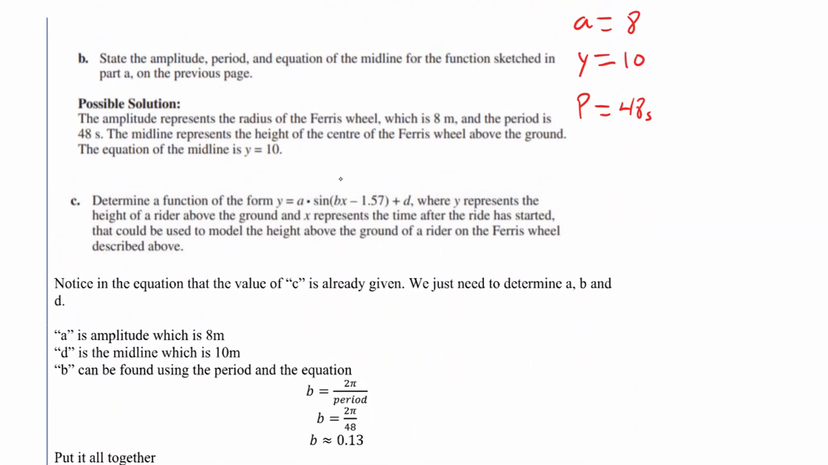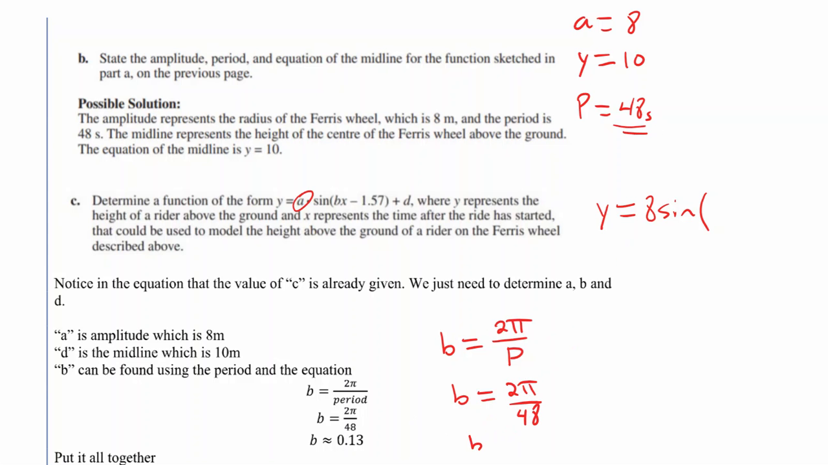Now, our a value, well, we found our a value already. So if I start writing this thing out, we could write it as y is equal to our amplitude, our a value is 8, and then sine, and then our b value, well, we don't know our b value yet, do we? So remember, b is closely related to period. So let's find b. Remember, this is on your formula sheet, b is equal to 2 pi over period. So b is equal to 2 pi over 48, right? That was our period. We said that up here, 48 seconds.